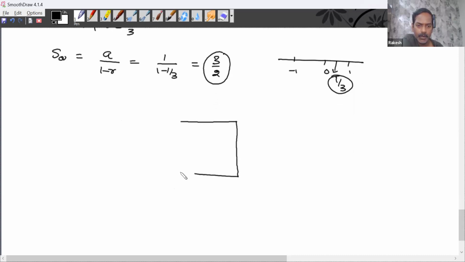There is a square given. We all know that, I'm assuming that you all know what the area of a square is. If the side is a, the area of the square is nothing but a square, correct?